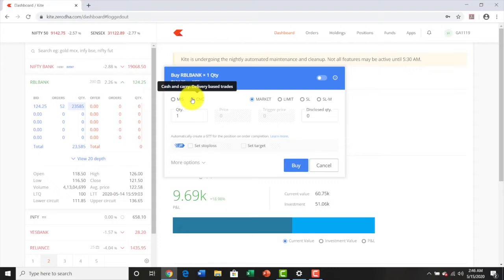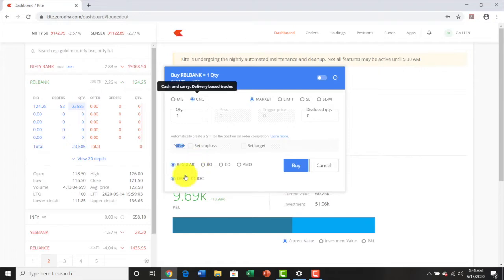Now we'll be covering at CNC market order, limit order, stop loss and stop loss market. We'll be covering quantity, price. Right now I cannot put the value in price and trigger price, but I can put the value in disclosed quantity and quantity. And I can set up my GTD. The full form is good till trigger feature. We'll get into this. Also we'll go into the more option. We'll see various kinds of things available here as well.